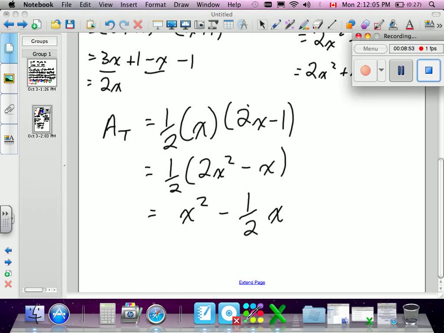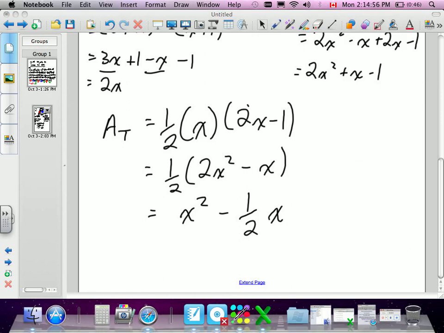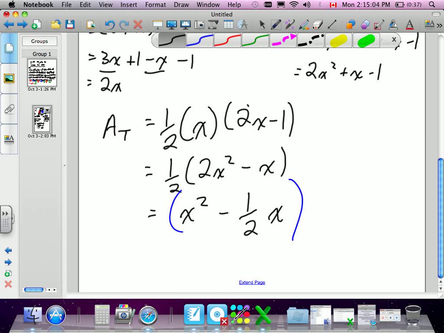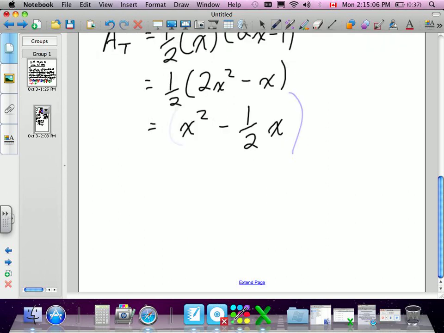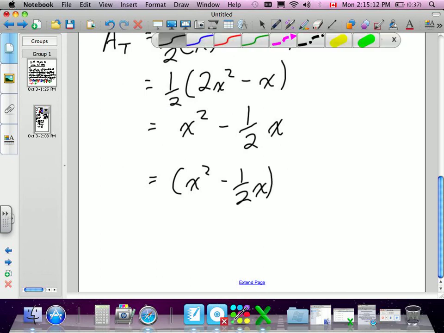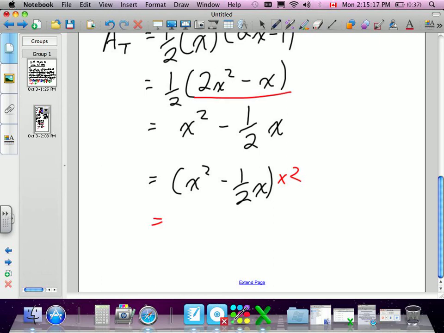Think about that for a second. So this is the area of a triangle. That's only the area of one of the triangles. I need to multiply that by 2. So our x squared minus 1/2 x, I need to multiply it by 2 to get the area of both triangles. And guess what? It just takes us back to that there. We get 2x squared minus x.